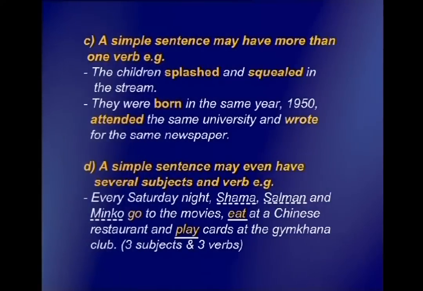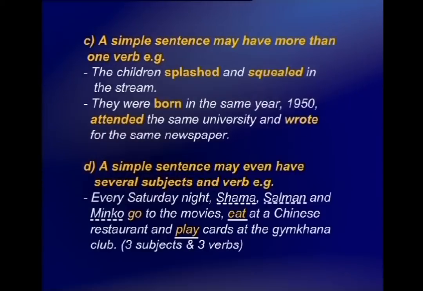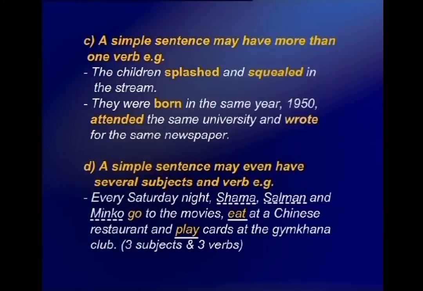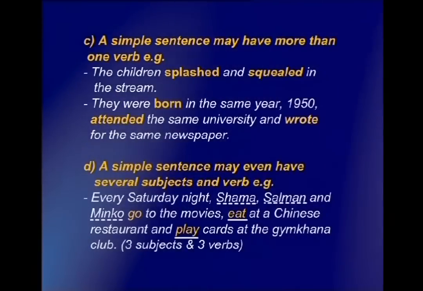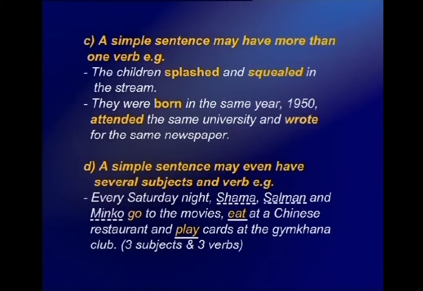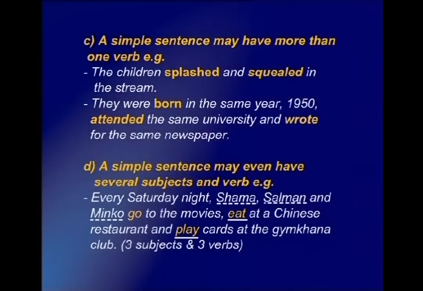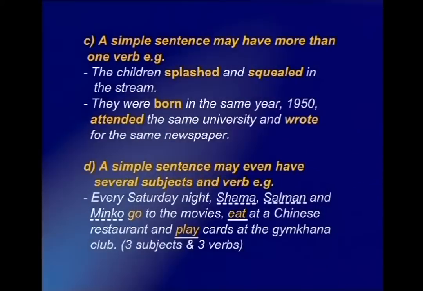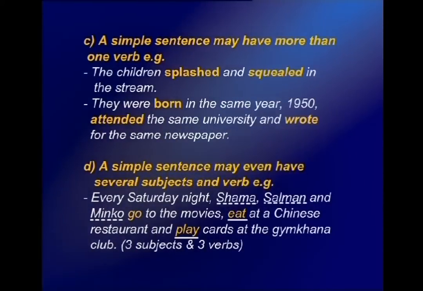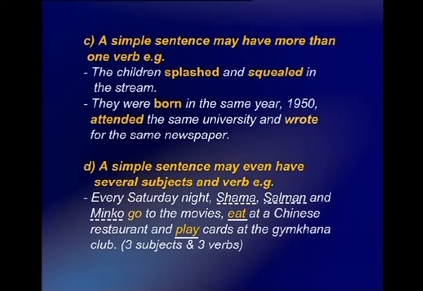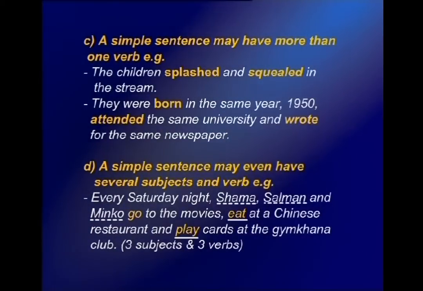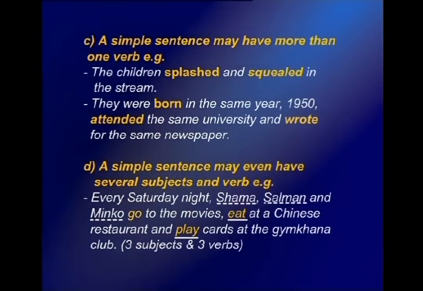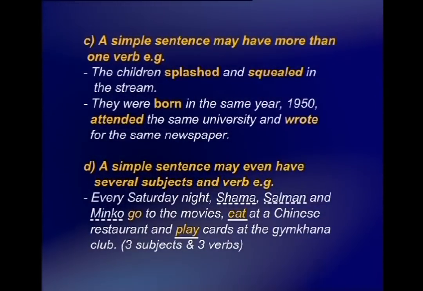The fourth thing about simple sentences is that a simple sentence may even have several subjects and verbs. Example, the sentence, every Saturday night, Shama, Salman and Minko go to the movies, eat at a Chinese restaurant and play cards at the Gymkhana club. Now notice, in that sentence, there are three subjects, Shama, Salman and Minko. And there are three verbs, go, eat and play.